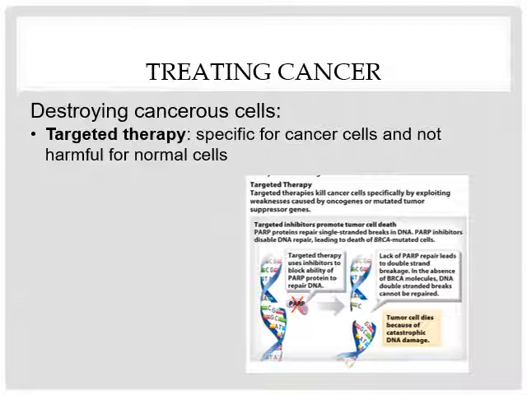So as an example, we're looking at this PARP protein here that repairs single-stranded breaks in DNA. So what the targeted therapy does is it'll use inhibitors to block the ability of the PARP protein to repair the DNA, so that the tumor cell will die eventually because of all the DNA damage. Okay, so that's an example of targeted therapy.